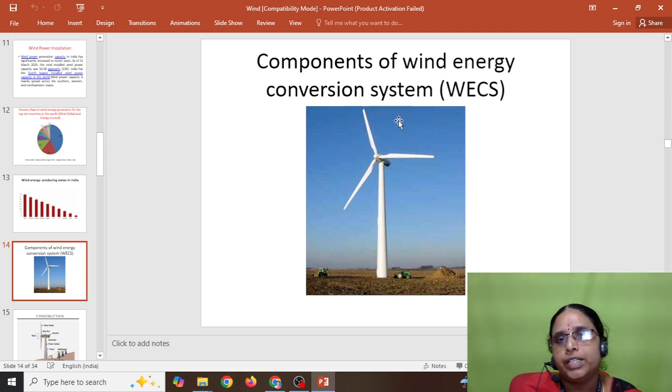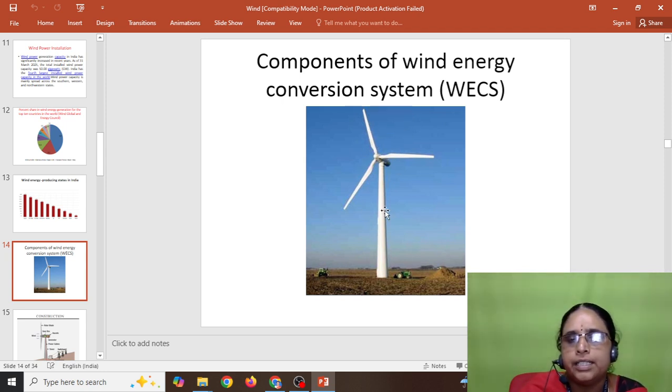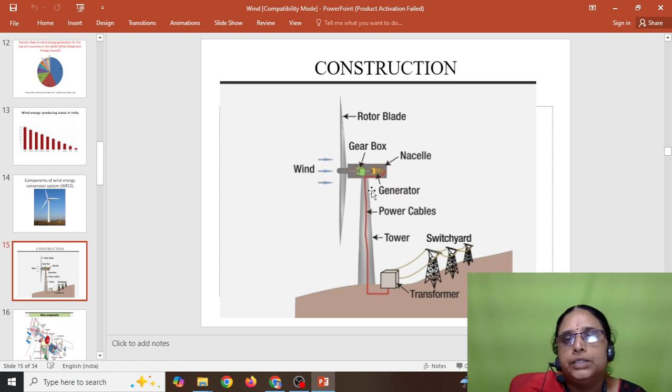Components of wind energy conversion system. Some of them we have seen in this diagram. This is the construction of a wind turbine. As you see in this diagram, you know the parts of a wind turbine. This is the rotor, that is the wind blade, gearbox, nacelle, generator, power cables, tower, switchyard, transformer, like that.